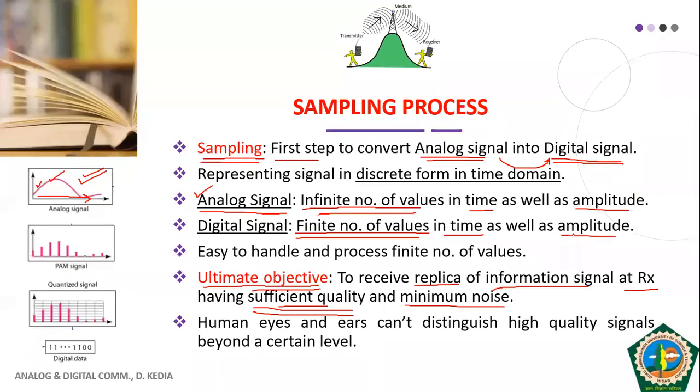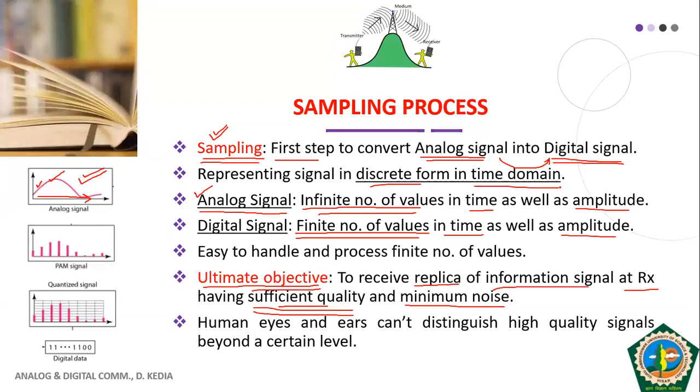Okay, so there is no point in investing unnecessary effort on the quality which cannot be appreciated. So that's why instead of dealing with infinite number of values in analog signal, we deal with finite number of values in digital signal. And so obviously where we have limited number of values, we can think of improving the qualities of those values. Okay, and sampling is first step in introducing finiteness, or you can say the discreteness in the time domain.